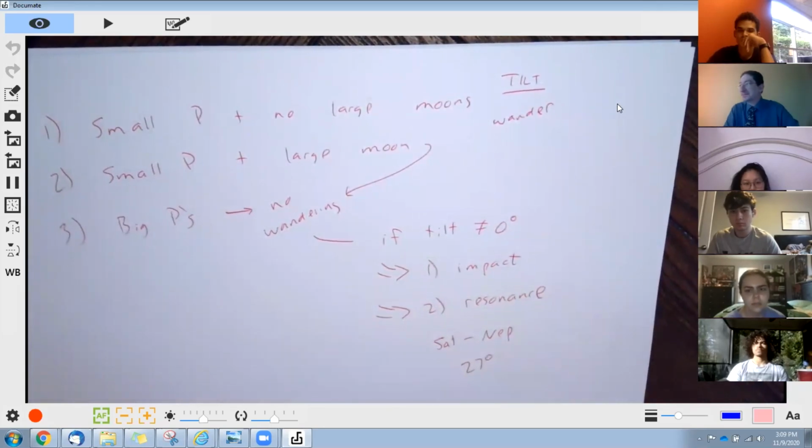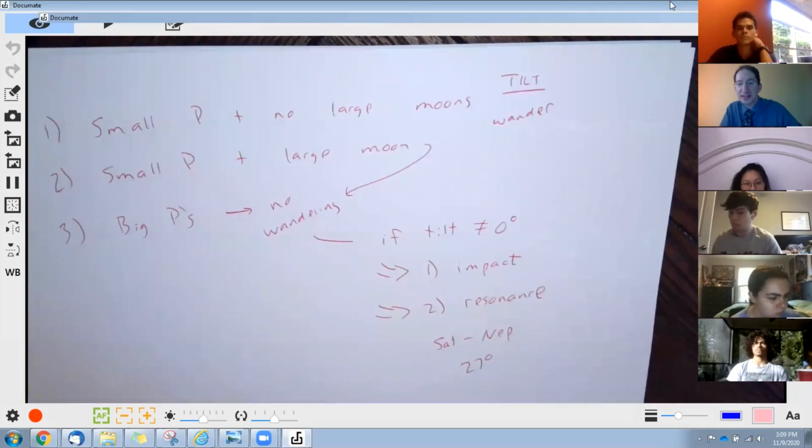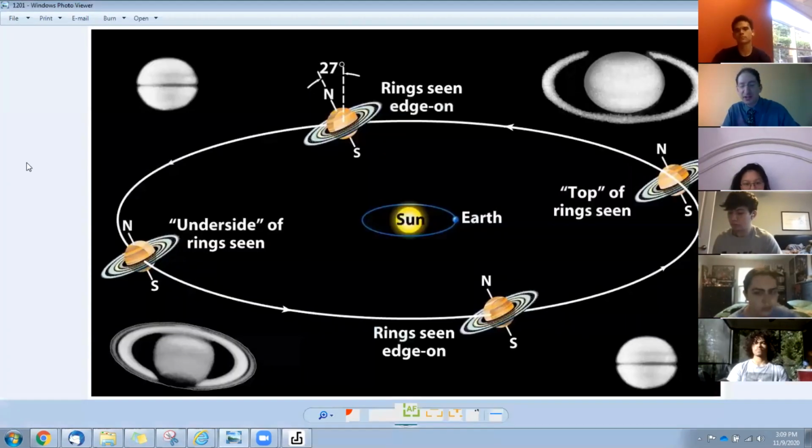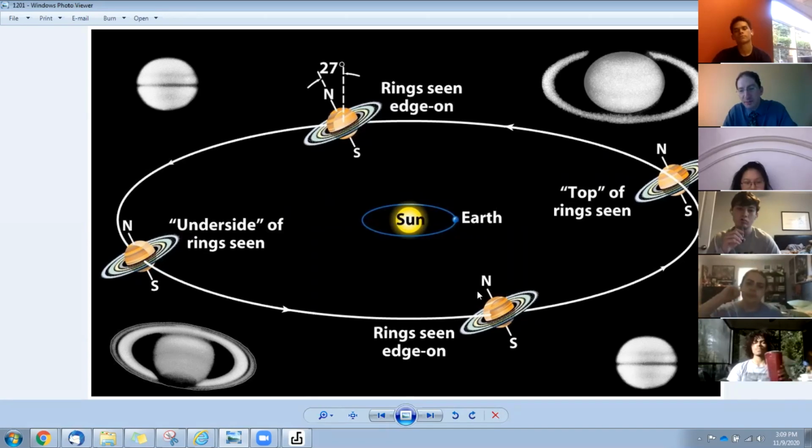Questions about any of that? Okay, let's go back to Saturn then and see the effect of this. So here's Saturn tipped over by resonant gravitational tugs with Neptune. And it means sometimes when we look at it, we're looking at it edge on. And sometimes, like here and here, if it's tipped like this, we're seeing over the top of the rings. If it's tipped like this, we're seeing underneath.